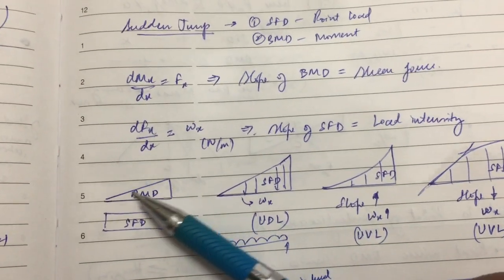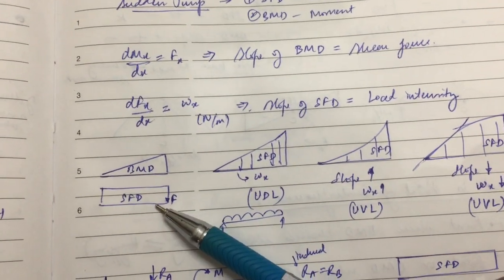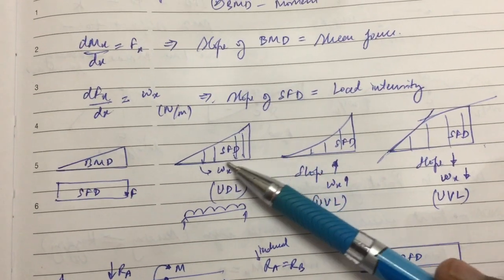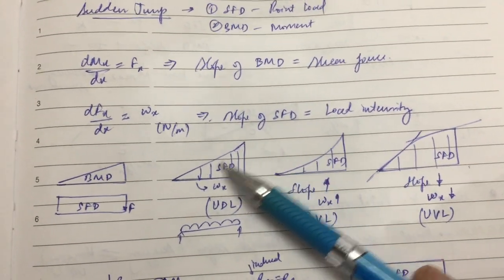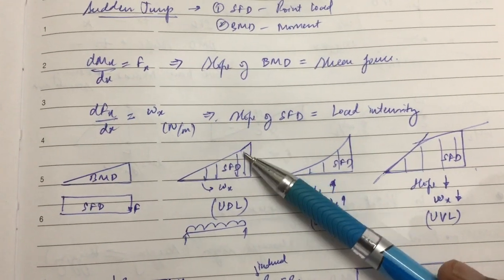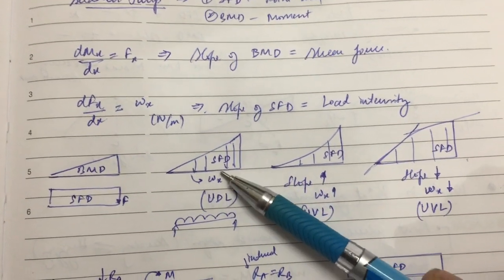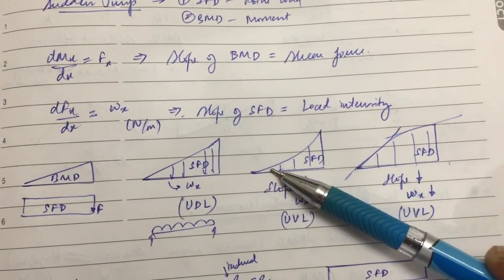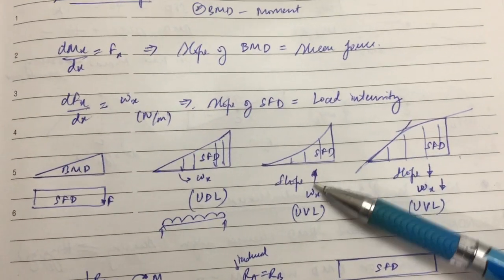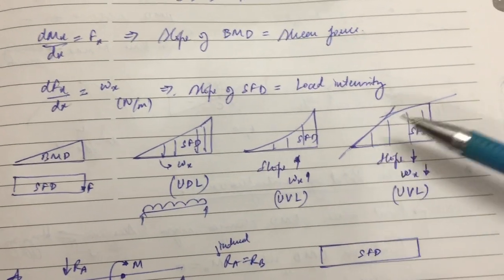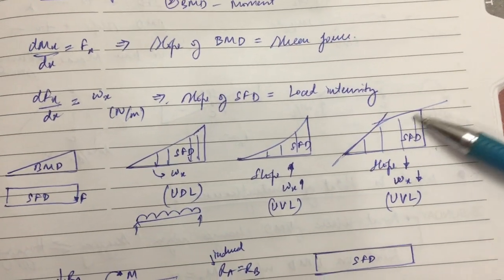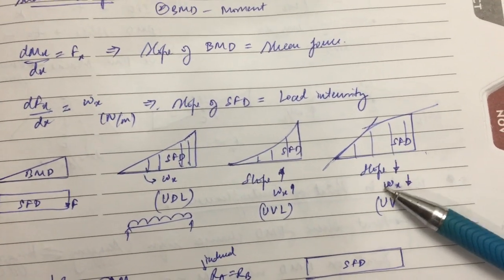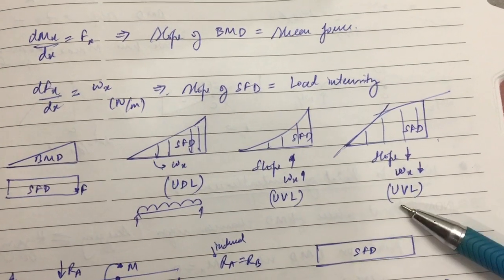So as you can see, this is a BMD. For this we have an SFD, but when we go to the uniform one, we have such an SFD. That means we have a uniform slope. The slope is the same. That means the load intensity is the same. That means it is a uniformly distributed load. But if you see a curve like this, it means the slope is increasing. That means the intensity is increasing. That means it is a uniformly variable load. And here you can see from the picture that the slope is decreasing. That means load intensity is decreasing, and this is also an example of a uniformly variable load.